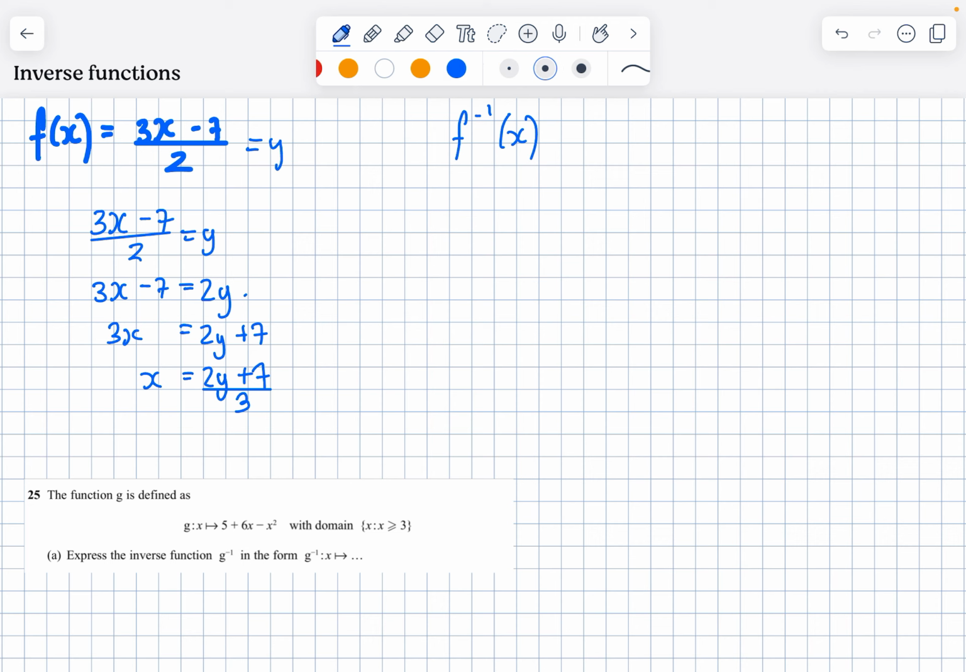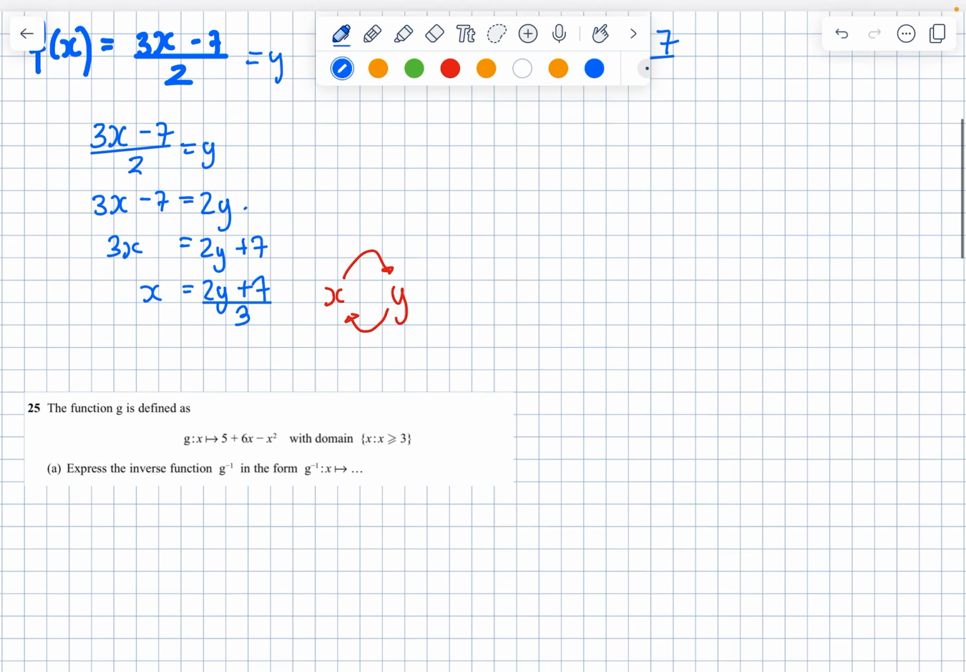And now one really important thing when you're doing this for GCSE, for notation, we have to make sure that we swap the x's and y's. So when I write the final answer, the inverse of f of x is 2x plus 7 all divided by 3. So I have to do that last little switcheroo between the x's and the y's.